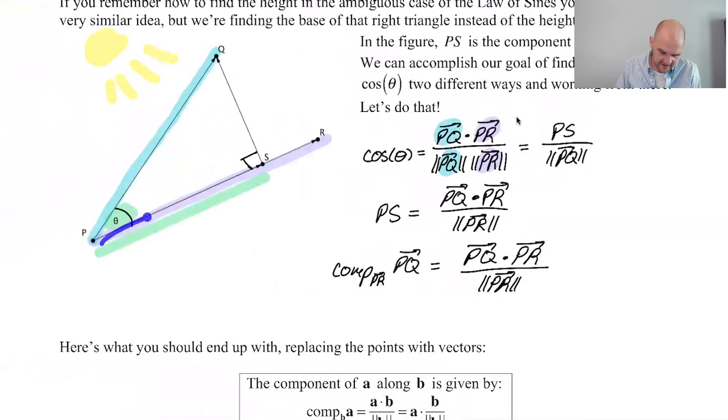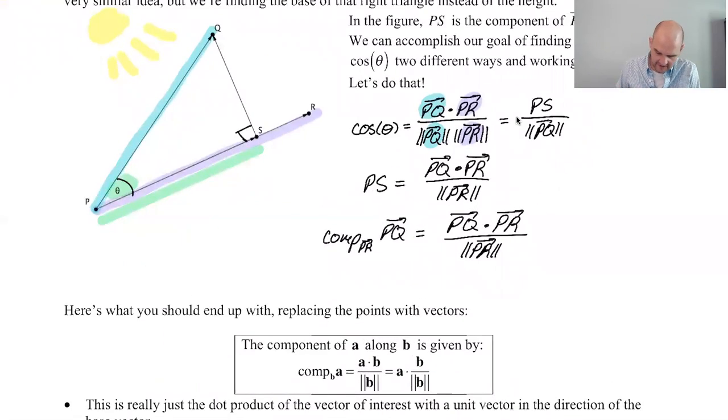So another way of thinking about this is to think of it as this unit vector dotted with PQ. PQ is the one we want to find the shadow of. So it's the dot product of the vector we want the component of, or the shadow of, with the unit vector in the direction of the axis or the ground. That's how I really think about it.